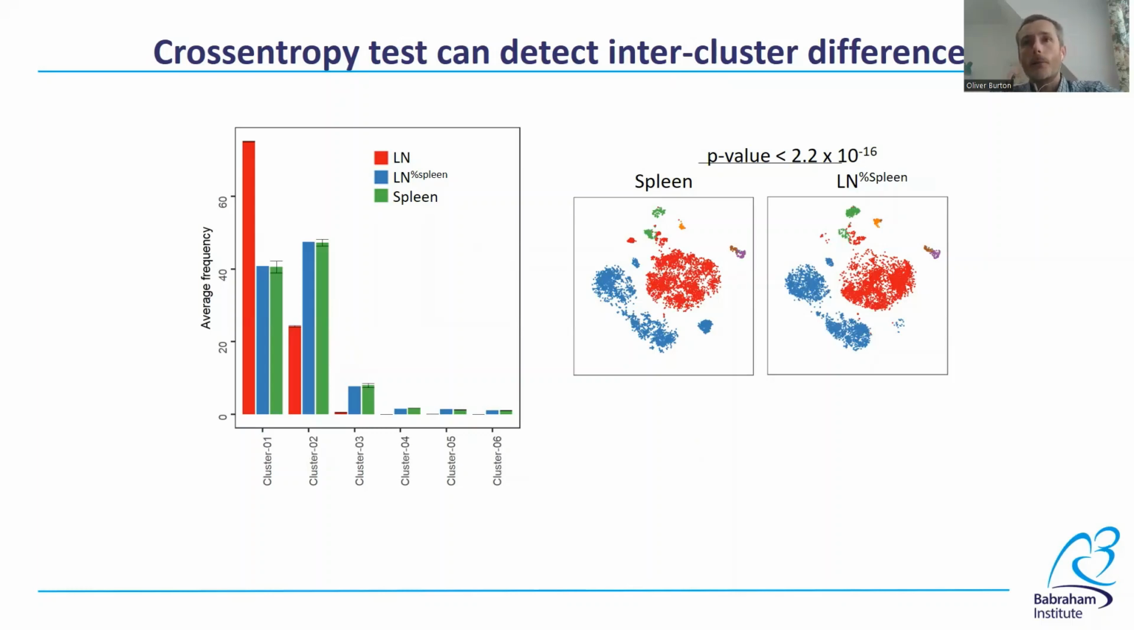I created artificial samples comprised solely of lymph node cells, but with the same frequency of cell types as are present in the spleen. You can see this here by comparing the green, which is the spleen, and the blue, which is the lymph node adjusted to spleen bars. Initially, the lymph node starts out with the red distribution of cells, and after the adjustment aligns with spleen. So the only difference is the expression levels, not the cell types. While the tSNE plots are quite similar to the eye, the cross-entropy test says that they are radically different due to intra-cluster differences.